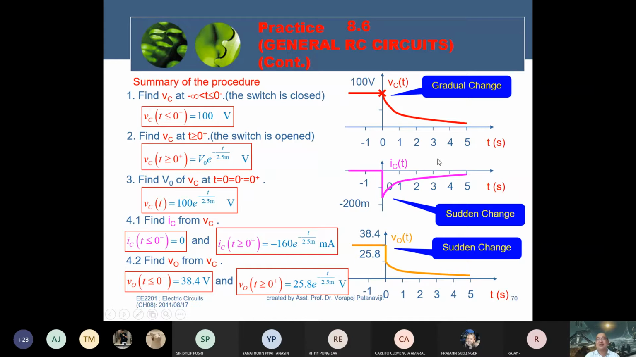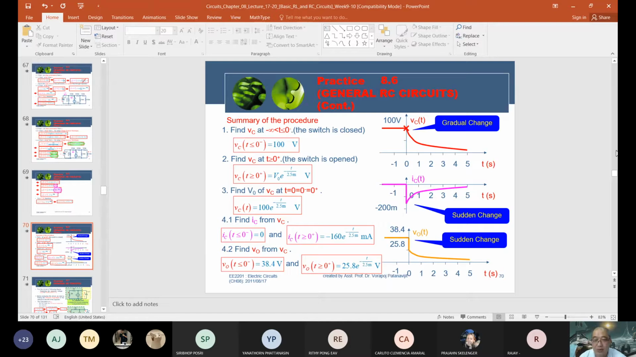From this characteristic of the graph, you can observe that only the capacitor voltage can change gradually. It cannot change suddenly, because if the capacitor voltage changed suddenly, the current flowing into it would become infinite. For the other parameters such as IC and VO, whether they change gradually or suddenly, we don't care. In this example, we show that IC and VO change suddenly too. I will provide you so many examples. Is it clearer? Now we can go to the next step.